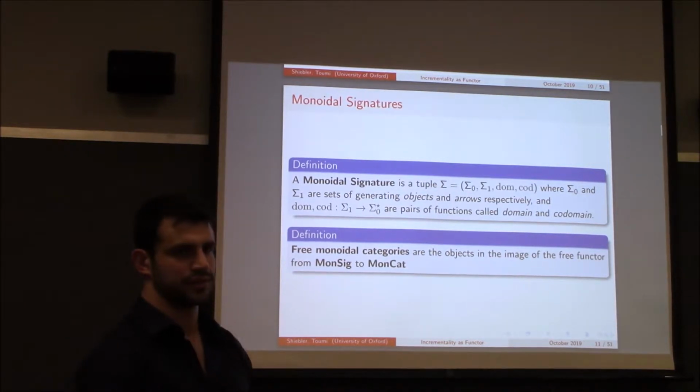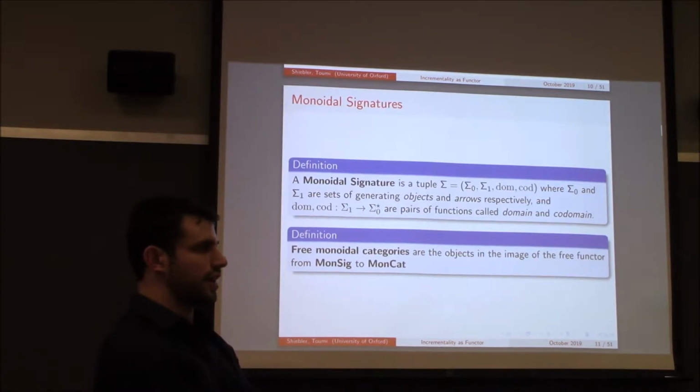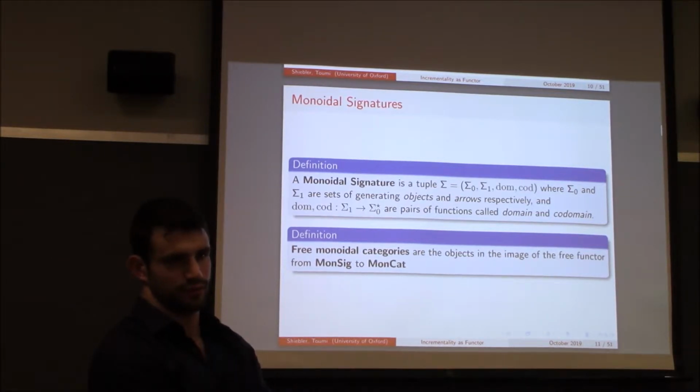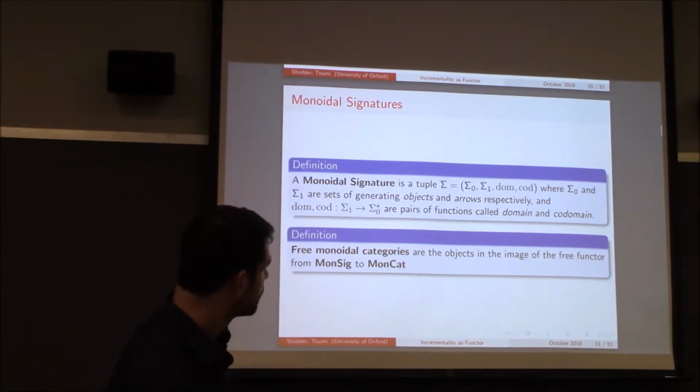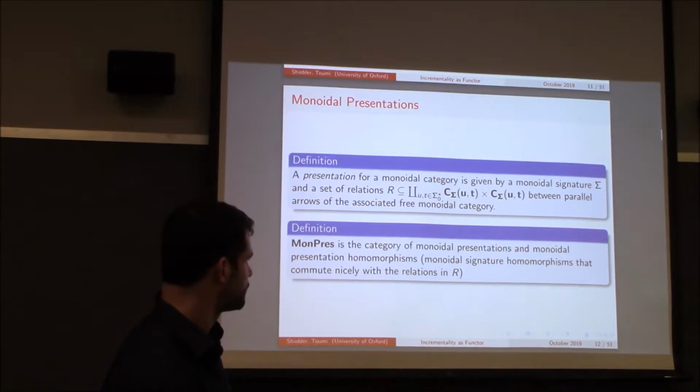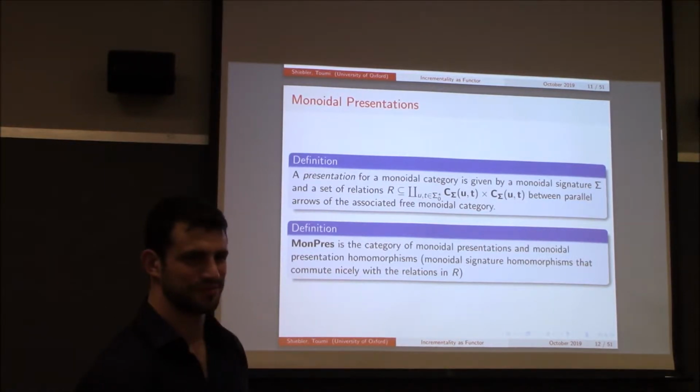You're right, it's the opposite. You assume that every composition is unique in the free monoidal category. In the presentation, you start to equate arrows based on the relation. That was right. I misspoke. Okay, so it's just an alternative representation.